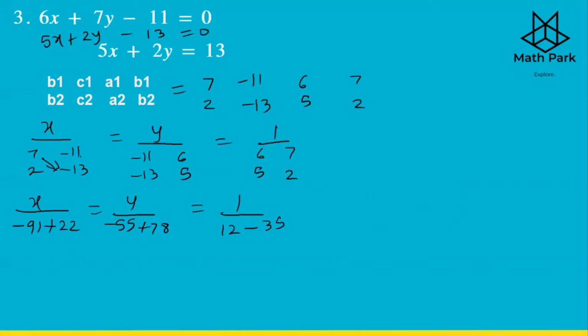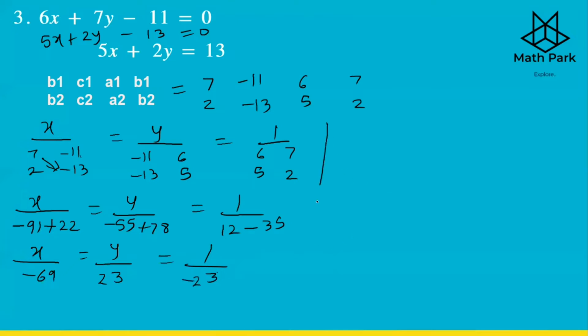On simplifying this further, we get minus 91 plus 22. Subtract it. 11 minus 2 is 9. So we get x upon, this is going to be minus 69, is equal to y upon minus 55 plus 78. Again, we subtract. So we have 8 minus 5 is 3 and 7 minus 5 is 2. We get 23. 1 upon 12 minus 35, sorry, 35 minus 12 is 23, so minus 23.